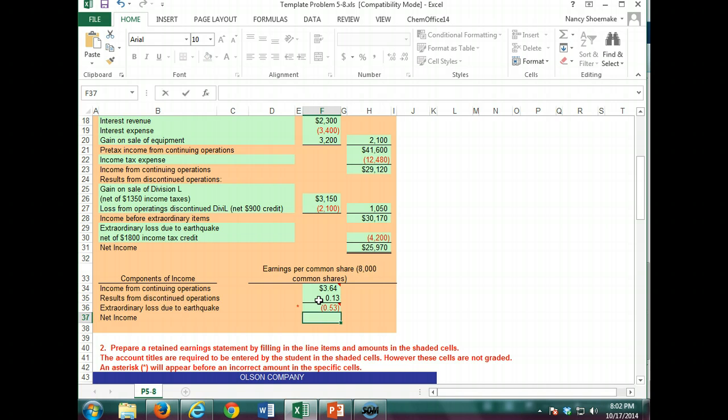And then your net income divided by the 8,000 shares. Well, that would be all these added together. So 364, 13 cents, minus 53 cents. You have to add the negative 53. So it's 3.24.